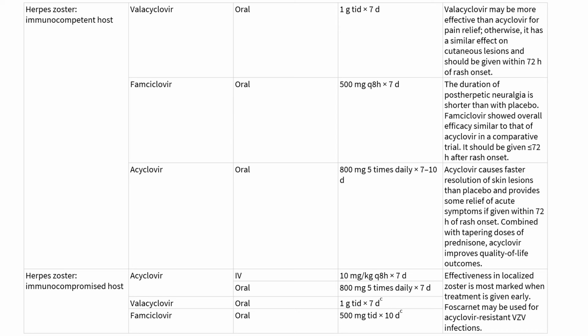Valacyclovir may be more effective than acyclovir for pain relief. Otherwise, it has a similar effect on the cutaneous lesion. The duration of post-herpetic neuralgia when we use famciclovir is shorter than with placebo, and this is also very good to be noticed, because post-herpetic neuralgia is a very disturbing disorder that our patients suffering from herpes zoster suffer from.